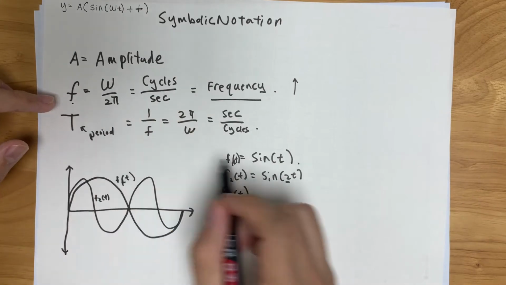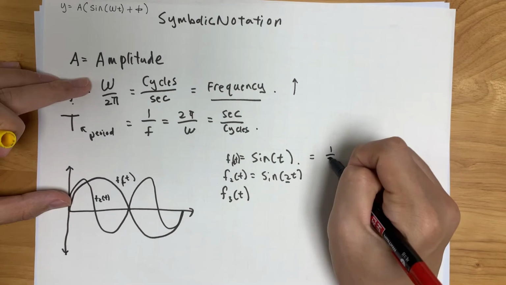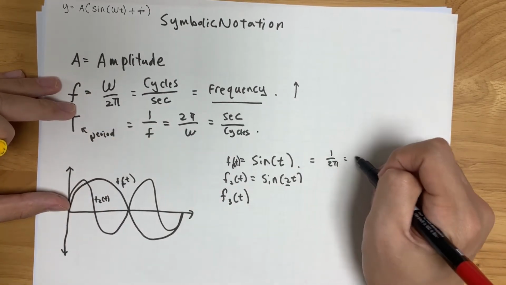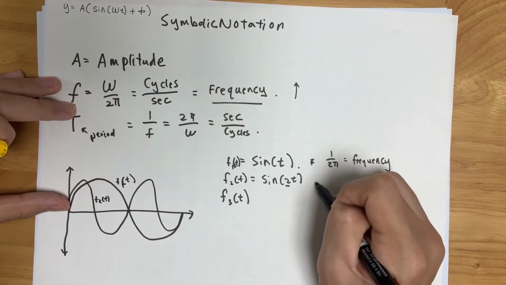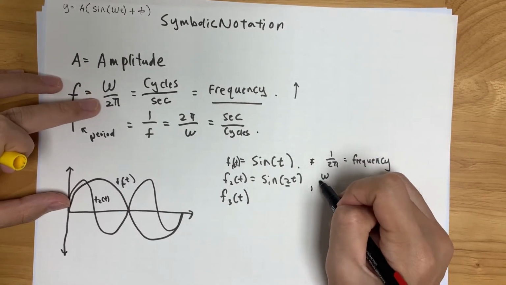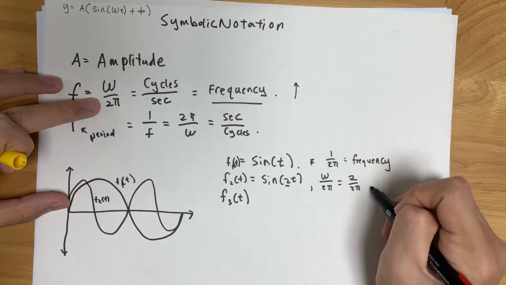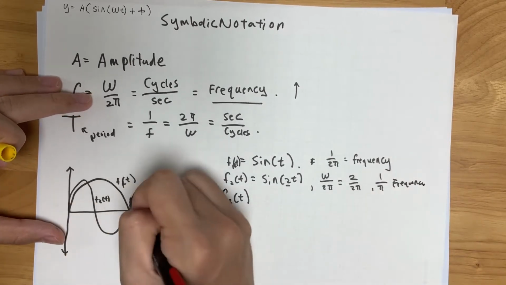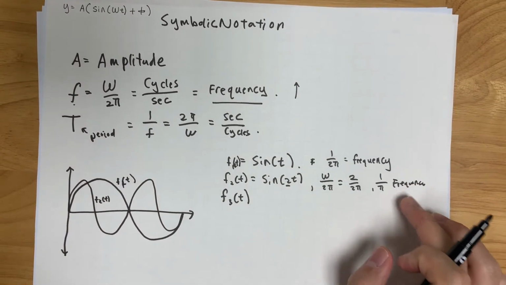So let's calculate the frequency of sine of t. For sine of t, the omega value is 1, so it's 1 over 2 pi. But the frequency for this one is omega over 2 pi, and omega was 2, so 2 over 2 pi, so 1 over pi is the frequency. So the amount of cycles increased, it also increases.